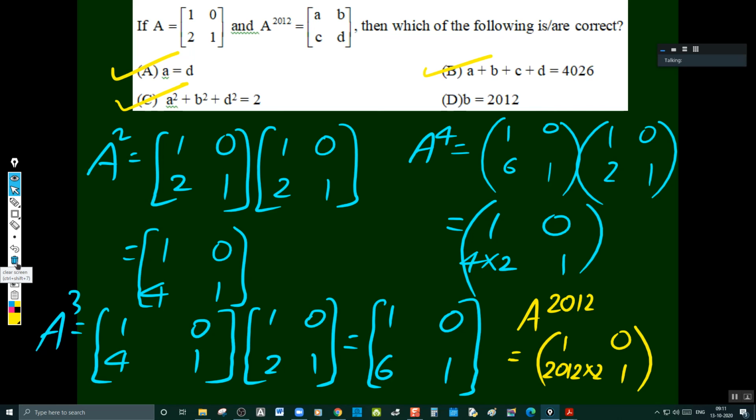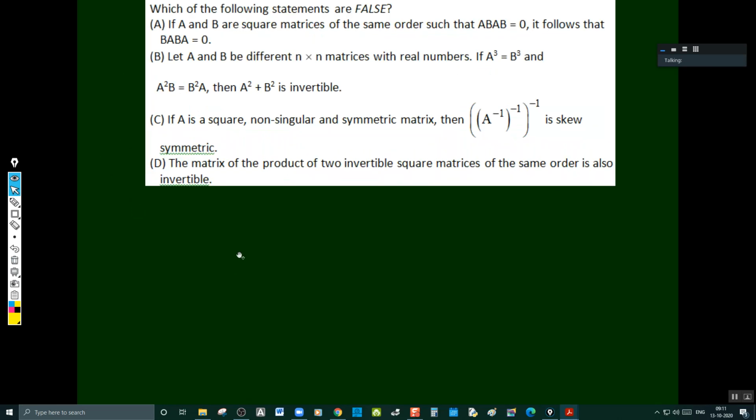Which of the following statements are false? Let A and B be different n by n matrices. If AB is equal to 0, it follows that BA is equal to 0. Let us think about the first one. False, you have to recognize. AB is equal to 0 need not follow BA is equal to 0. They are not commutative. Need not be. Whenever this type of question comes, comfortably you can answer that A is wrong.